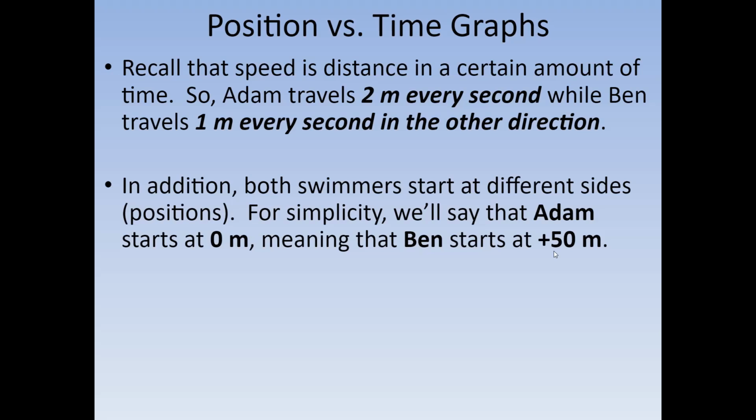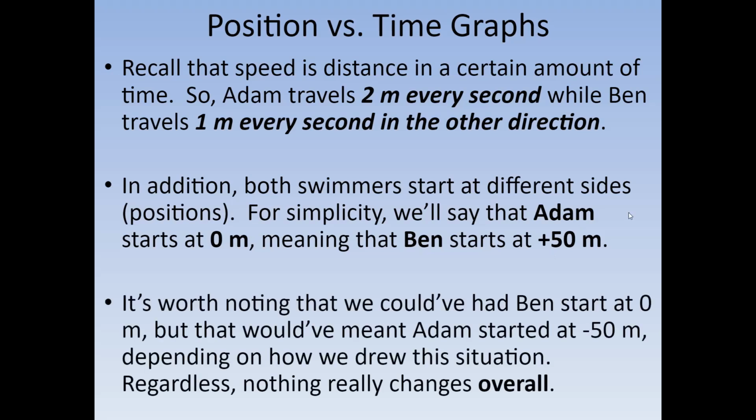Now, like I said, it doesn't matter which one we define as 0. It wouldn't really matter so much here because there's no picture that tells us that one has to be on the left, one has to be on the right. But if we did have a scenario where we had a diagram that showed that Adam was on the left side of the pool and Ben was on the right side, then if we did say that Ben was 0, what would happen is Adam would be sent to negative 50 meters. So again, it just really shifts the graph, but nothing really changes about anything else.